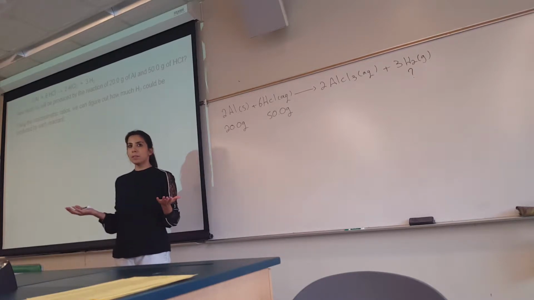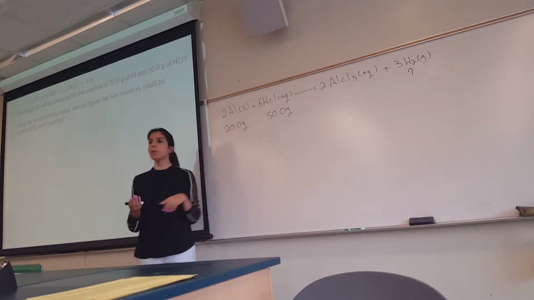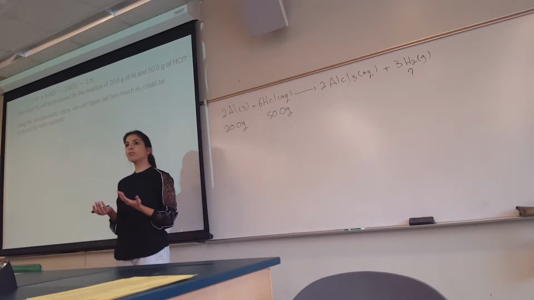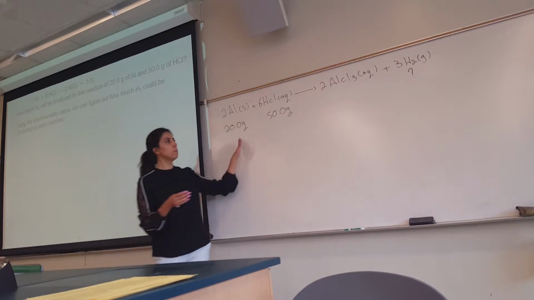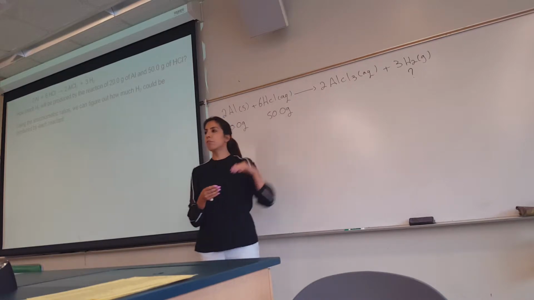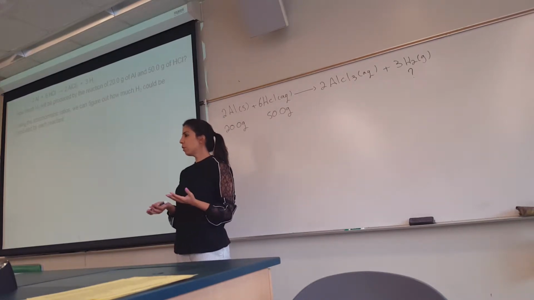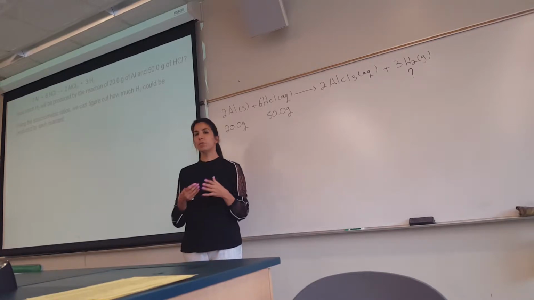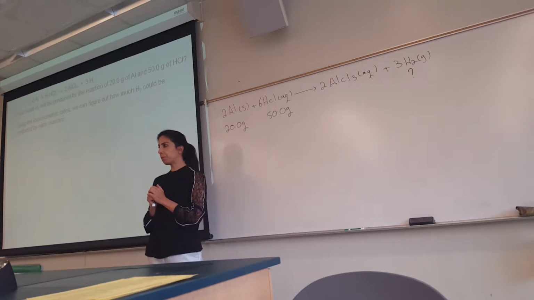They are in grams, and I don't know if they actually have this appropriate molar ratio or not. So we have to check. If they have the appropriate molar ratio, then I can use either aluminum or hydrochloric acid to find the amount of hydrogen. But if they're not in a stoichiometric ratio, I've got to see which one is limiting, which one is in excess, and from there figure out how much product would be produced.